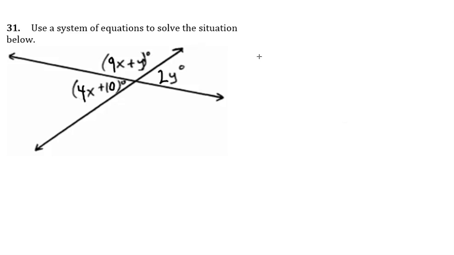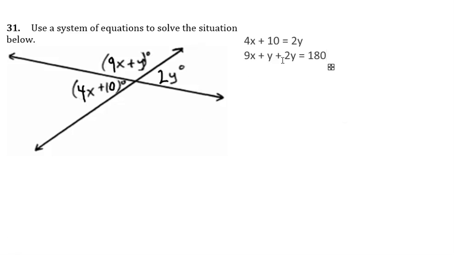Number 31. Use a system of equations to solve the situation below. So we have two vertical angles, and we know that will be equal to each other. So for first equation, we can have 4x plus 10 equals 2y. For our other equation, we can have these two equal 180. So we have 9x plus y plus 2y equals 180.